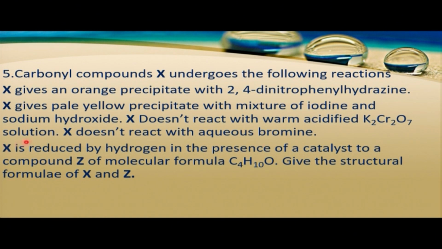And then X is reduced by hydrogen in the presence of a catalyst to a compound Z of a given molecular formula. This is the molecular formula. You can deduce the class or the homologous series to which it belongs. And then it is asked, give the structural formula of X and Z. Analyzing all these statements and deducing the information behind each one, you will get the structures of X and Z.